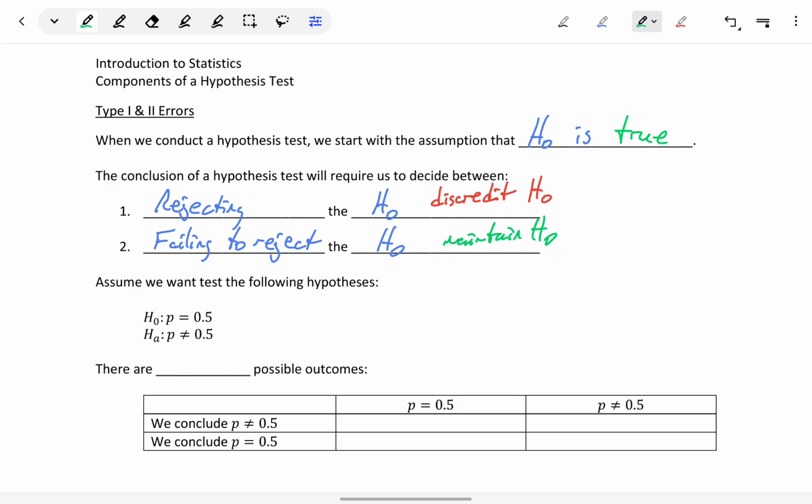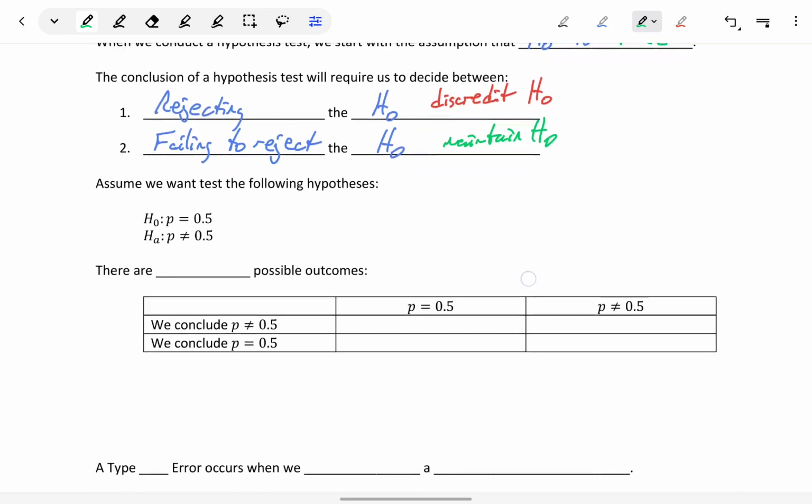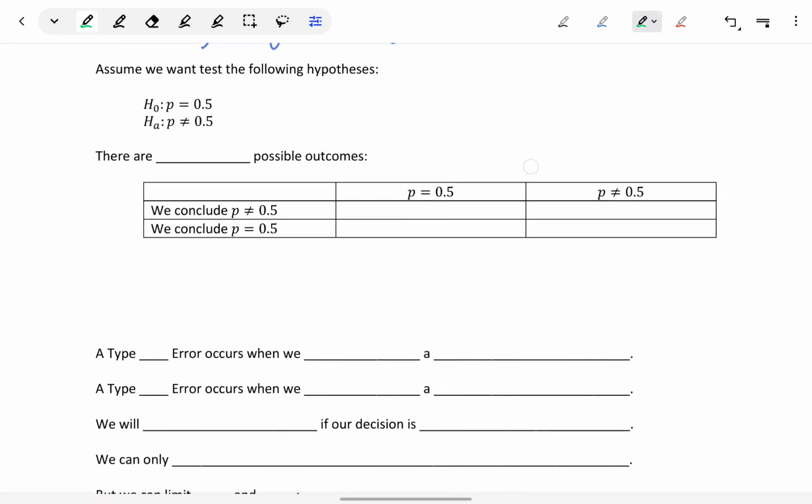We'll get into conclusions more, but something to notice here is we are only making a decision about the null hypothesis. We either reject it or fail to reject it. And now we want to take a look at some of the outcomes that can occur after we make that decision. Assume we want to test the null hypothesis that the population proportion is equal to 0.5, and the alternative hypothesis that the proportion is different than 0.5. There are 4 possible outcomes from conducting this test.